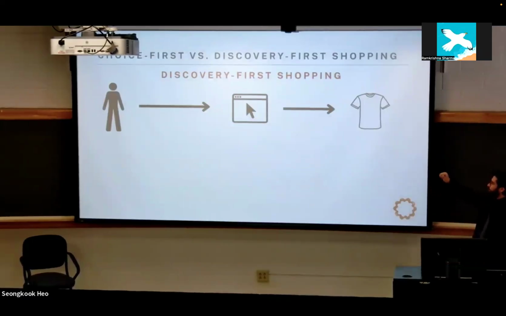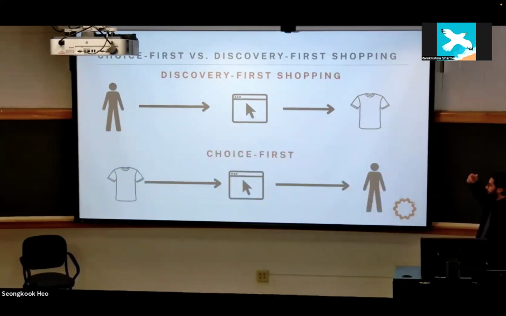The person traditionally starts with a product, goes to a website, looks for a product. But this paradigm is a choice first model where you think of the product and then the website comes up and then it's delivered to the person. So that's the difference between a choice first versus a discovery first shopping model. So YAL is a choice first model. You think of the product first and then you move forward to the website.